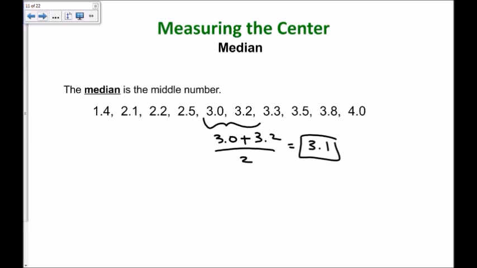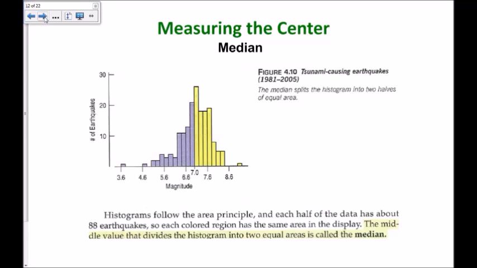It's the median. Now one nice thing about the median is that it splits the histogram into 2 equal halves. There are the same amount of data on the left hand and the right hand of the median.